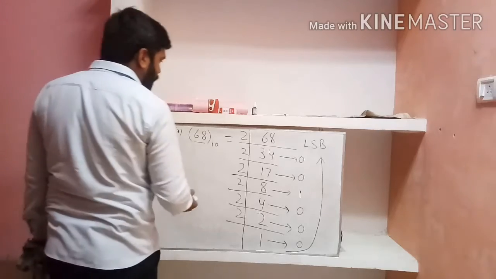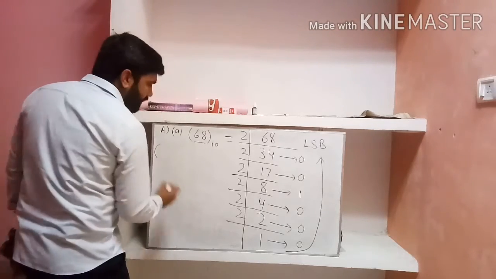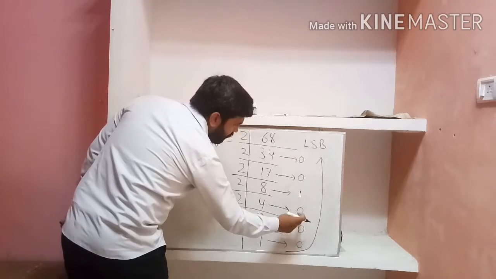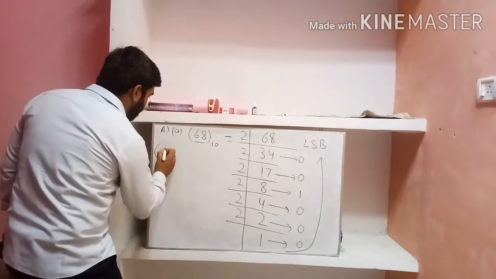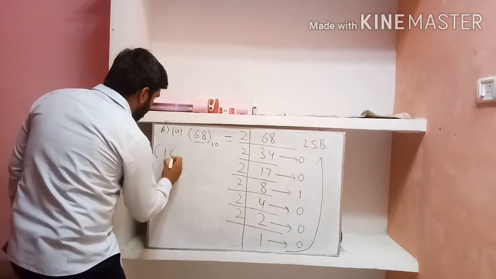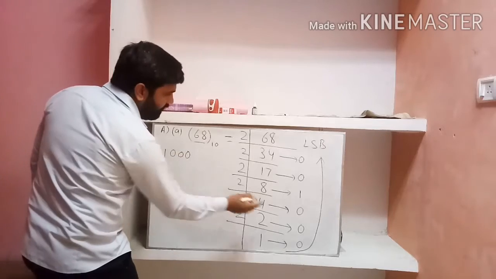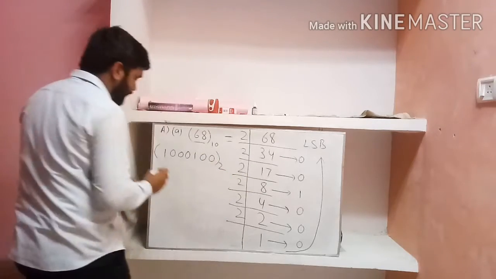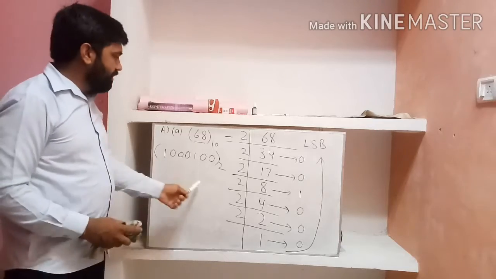Now what will the binary be? See, I am writing the binary in brackets. Start writing from here: 1 0 0, then 1 0 0, and after that again 1 0 0. So this is the binary equivalent of this decimal number 68.